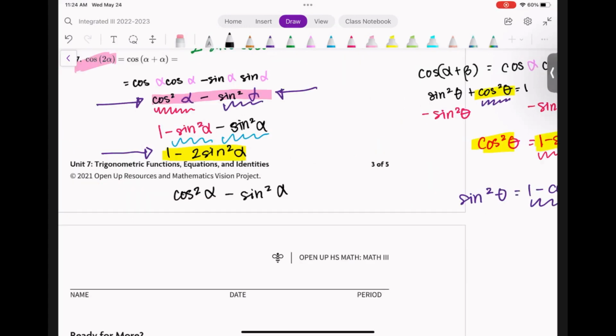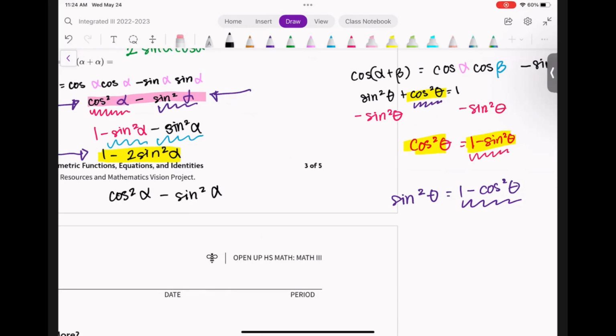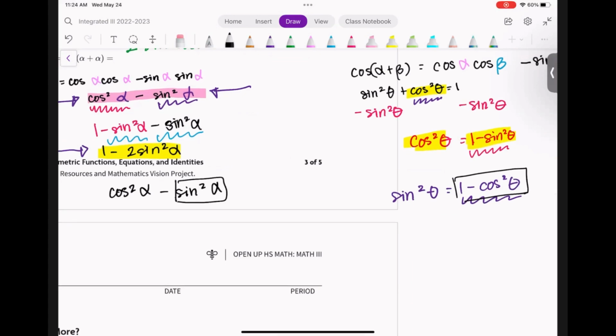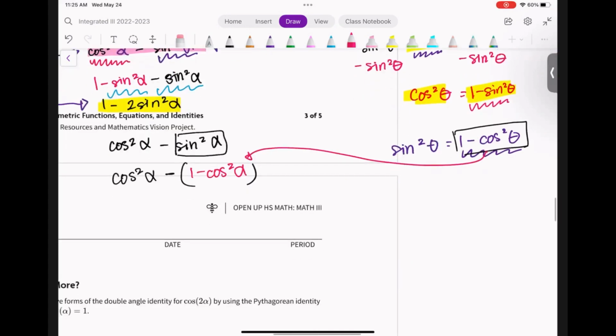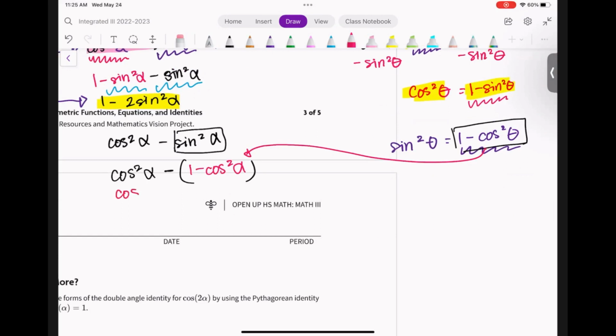All right. So I'm just going to substitute 1 minus cosine squared in for sine squared. Do not fall into the trap of not using parentheses, especially for this one, because then it'll be wrong. So I'm going to write cosine squared alpha minus big parentheses, and in there I'm going to plop 1 minus cosine squared alpha. Do you see the reason why you have to use parentheses? Because otherwise you're not going to distribute that negative, and then it's going to be wrong. So distributing the negative, I would have gotten cosine squared alpha minus 1 plus cosine squared alpha.